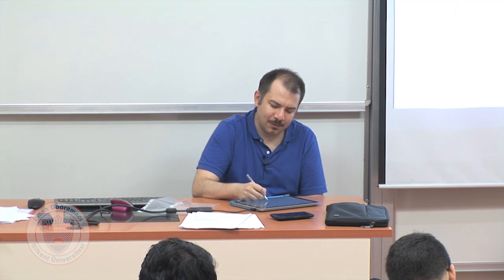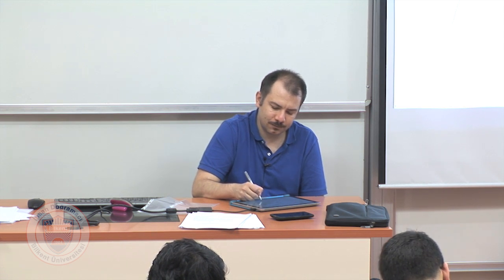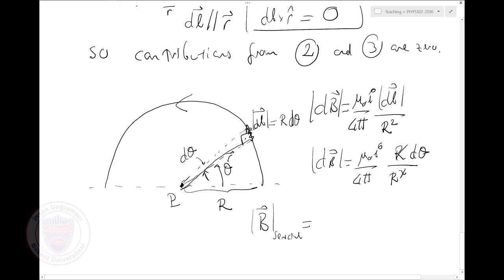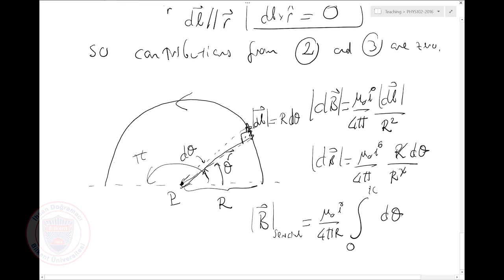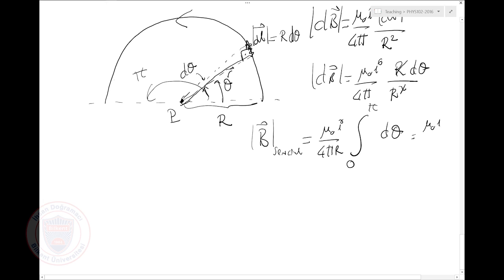Then what's the magnetic field magnitude created by a semicircle? Clearly it's mu 0 I over 4 pi r. I have to integrate d theta from 0 all the way to pi, which will be mu 0 I over 2 pi, 2r. 4r, excellent.